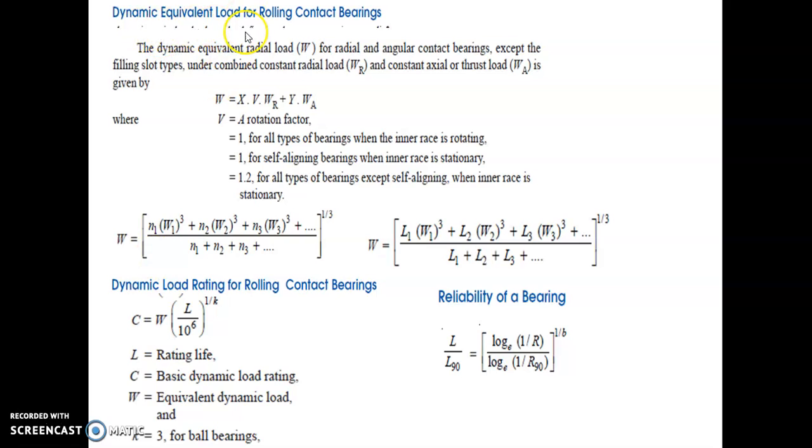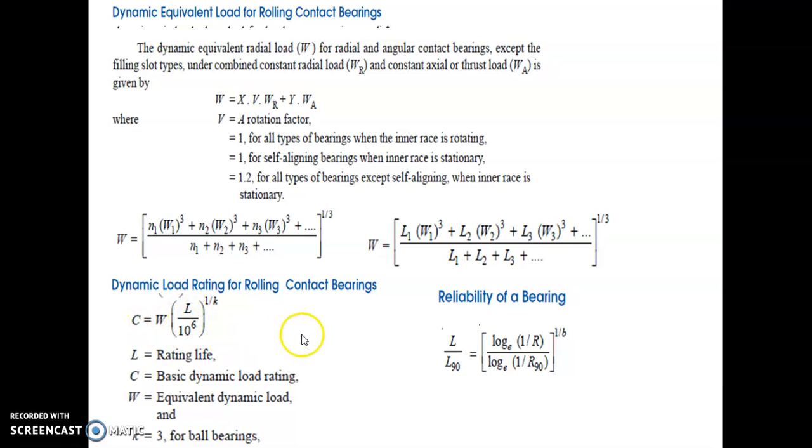After determining this W, you can determine the dynamic load rating. The dynamic load rating is based on the formula C equals W into (L by 10 power 6) power 1 by K. 10 power 6 is 1 million revolutions, because it is subjected to fatigue loading. So 1 million revolutions is taken. K equals 3 for ball bearings and 10 by 3 for roller bearings. So this formula is used.